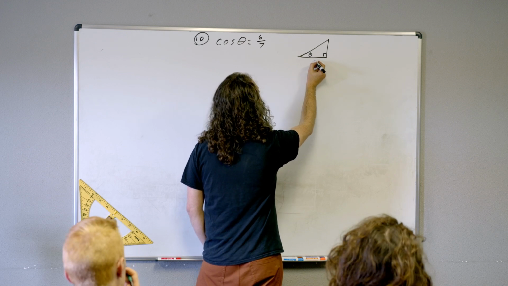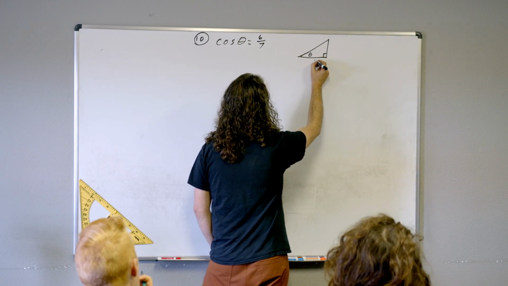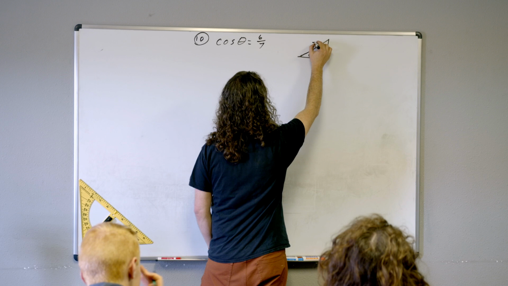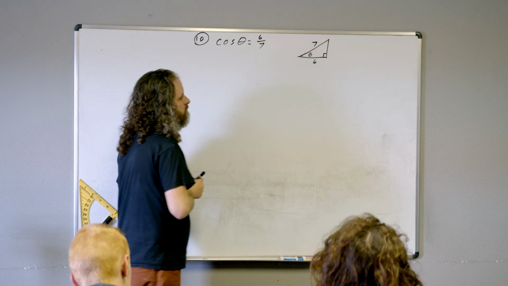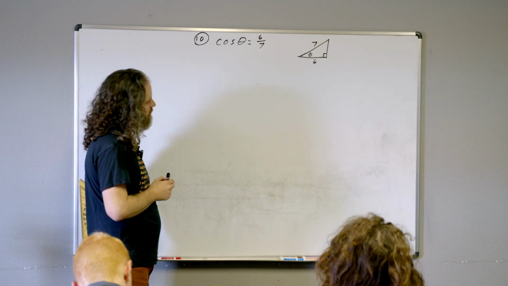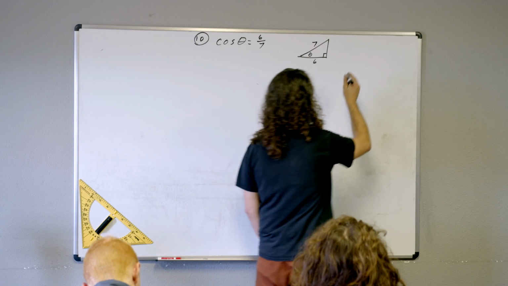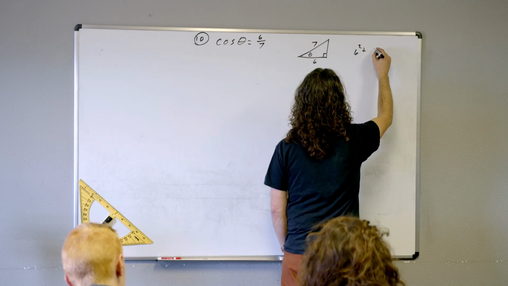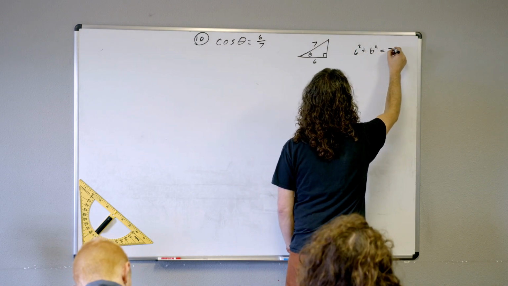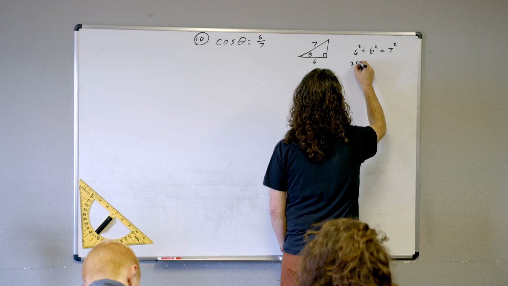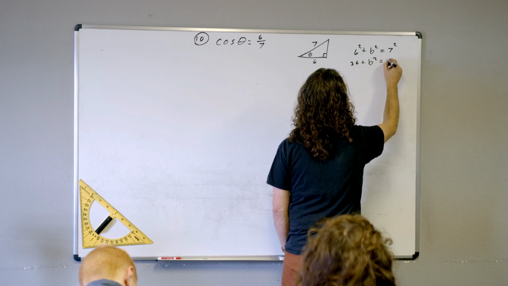Since it's cosine, I know it's adjacent over hypotenuse. Sorry, I read the H and said opposite for some reason. That's fine. And then we're going to do a Pythagorean theorem right there. So it's going to be 6 squared plus b squared equals 7 squared. So then we move over 6 squared.